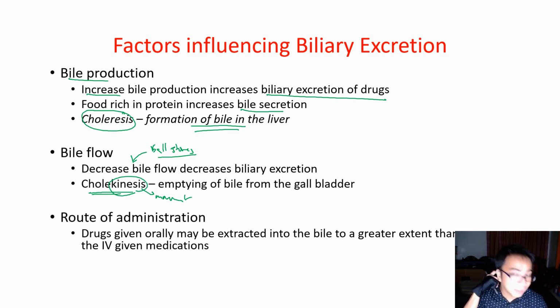And then another factor that influences biliary excretion is the route of administration. So, drugs given per orally may be extracted into the bile to a greater extent than the IV given medications. Okay? So, that's per orally. Baka isipin nyo kasi oral lang na sa oral cavity lang eh. Okay, that's drugs given per orally.